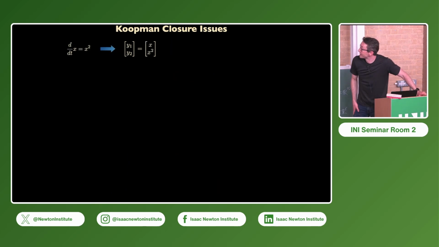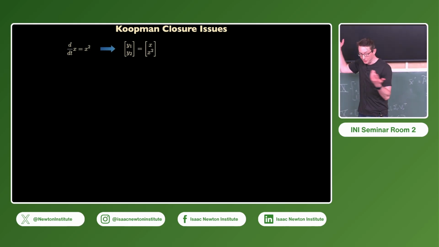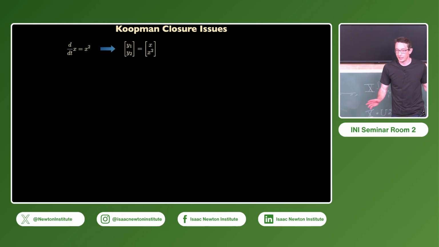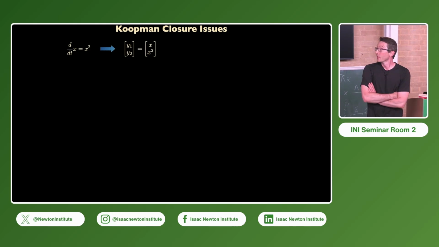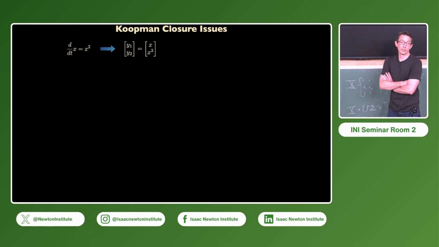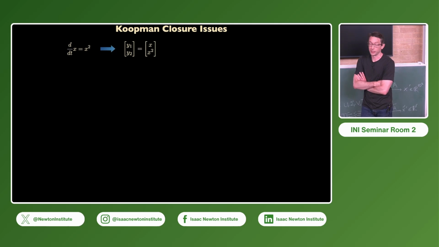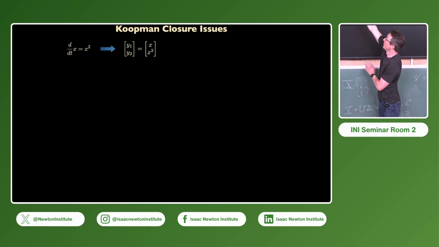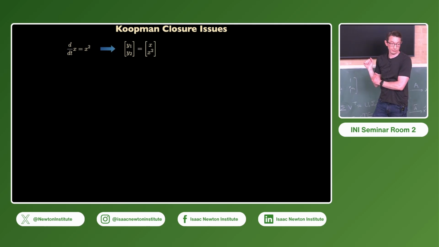Let's try an even simpler system. x dot equals x squared. A polynomial dynamical system. Let's try to embed it. Let's see if this works. Okay, x dot equals x squared. We're going to try the exact same trick as before. We are going to add a state, which is the nonlinearity. We need to add an x squared state so that we can linearize the y1 equation.